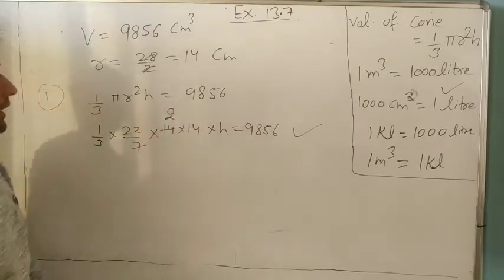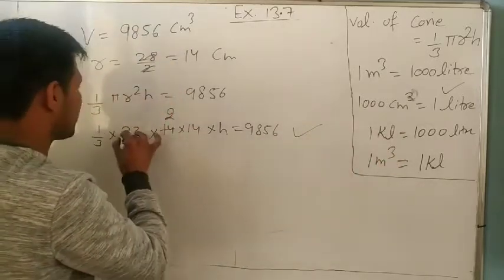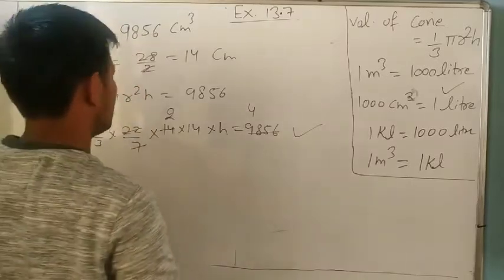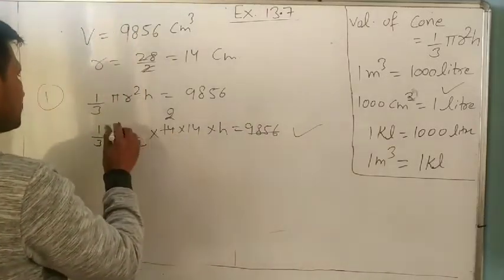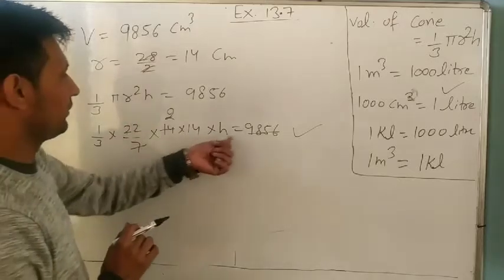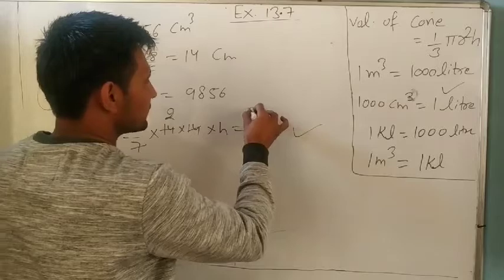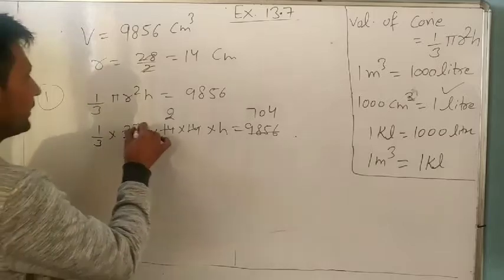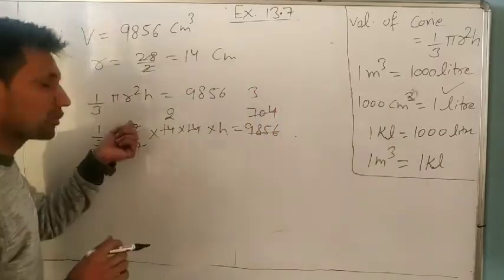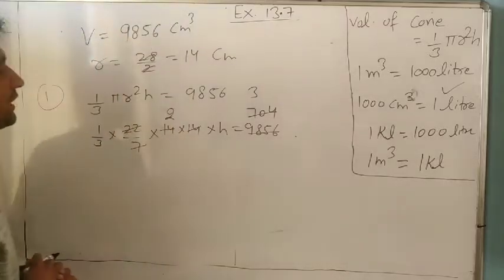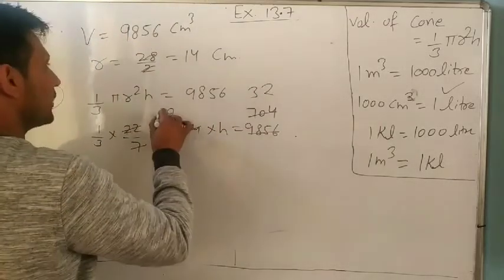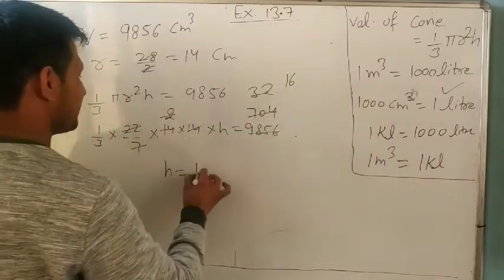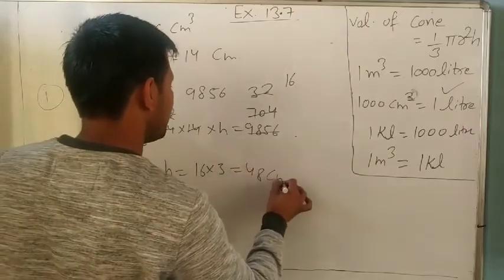Now you can cut 21 and take the other side to divide. The table of 24 is very important. 24 into 88 is not cut. 22, now yes, we can cut by 14. 14 7 98. And now again 21 cuts because we take it to the other side. So h will come 3 multiplied by 16, that is 48 centimeter. So height will come 48.